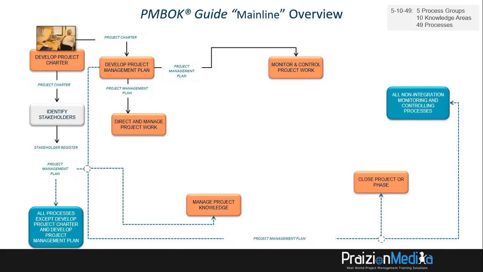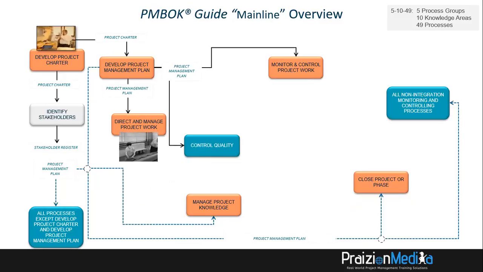The project management plan also goes to close project or phase. The project management plan also goes to control quality. Now, there's a rather interesting relationship here between direct and manage project work and control quality. Direct and manage project work gives you an output known as work performance data. That is your raw observation. Raw observations on the project, that's data. But that data needs to be analyzed in context across all of those monitoring and controlling processes outside of integration.